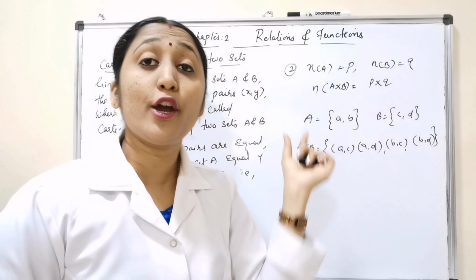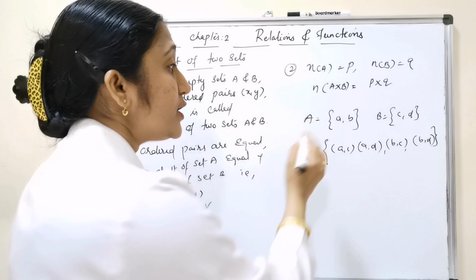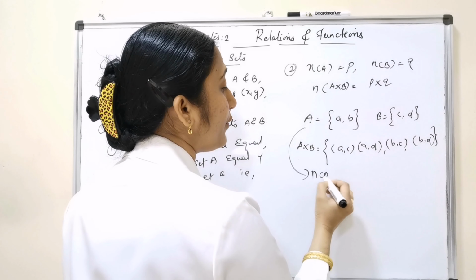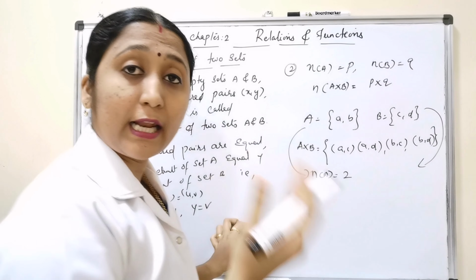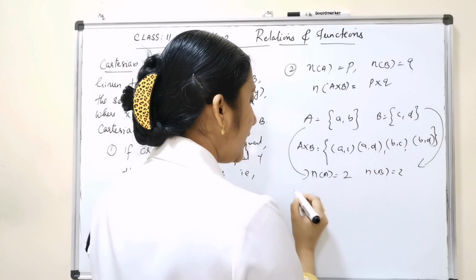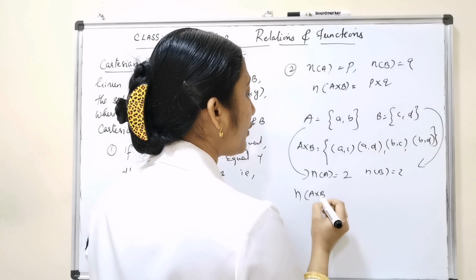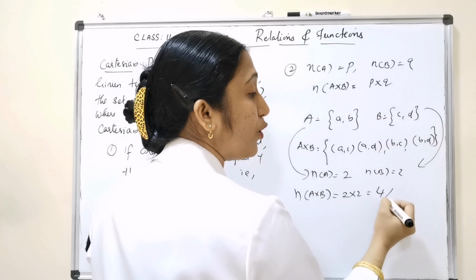So what is N of A? Number of elements of the set. We already discussed. So from here, N of A equal to 2. What is N of B? Number of elements of B. Here 2. N of B equal to 2. Then what is number of elements of A cross B? That means 2 into 2, which is nothing but 4 is the answer.